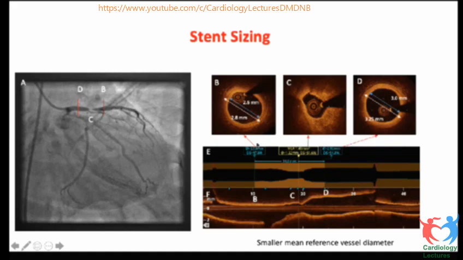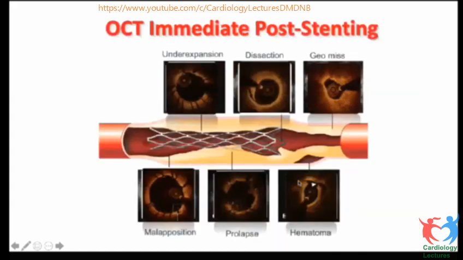What is the length of the stent? Length is the distance between the proximal and distal reference. So here we selected a 2.5 into 15 millimeters. Okay. And once you put the stent in, we have to see 6 parameters of optimal stent deployment. One is expansion, second is apposition, third is geographic miss, fourth is dissection, fifth is hematoma, and sixth is the edges. Just go through briefly all these parameters.